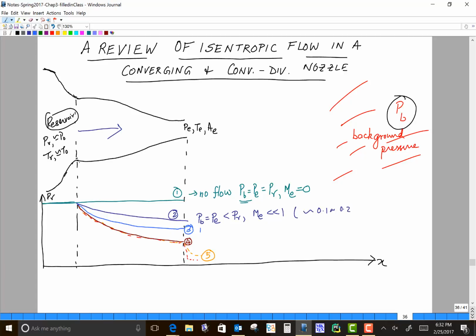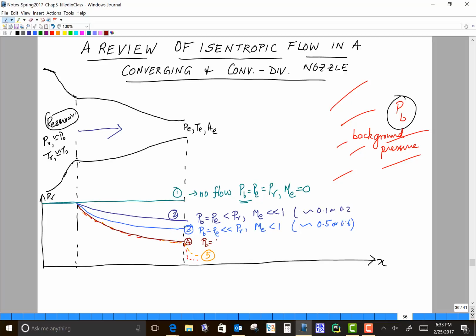Okay, and if I reduce PB further, which is again going to be the same as PE, and make it smaller compared to PR, then my Mach number at the exit plane is going to increase further. So instead of being much smaller than 1, it is going to be smaller than 1 but a sizable value. So let's assign a number: in this case it's approximately 0.5 or 0.6, so it's in the vicinity of a transonic flow. And now as I decrease the back pressure further, let me denote the back pressure for this case 4 by this guy.